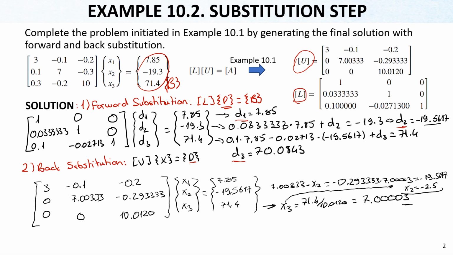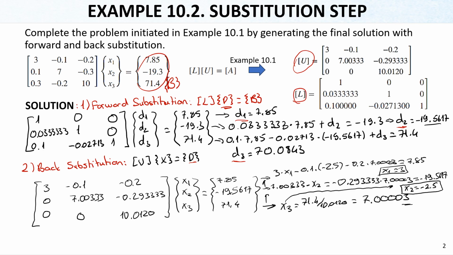We found this. Then let's back substitute this to the first equation. So we go up, back substitution. From the first equation, 3 times x1 minus 0.1 times x2, x2 is minus 2.5, we already found it, and minus 0.2 times x3, and that's 7.0003, is equivalent to 7.85. And from here, x1 is equivalent to 3.